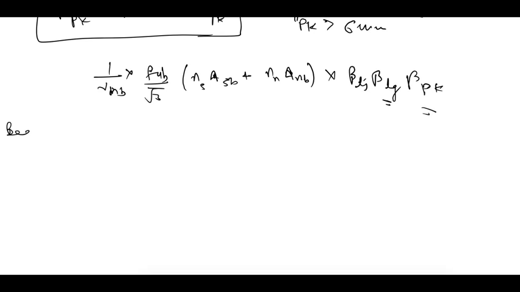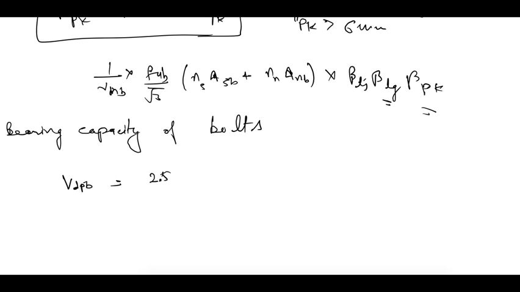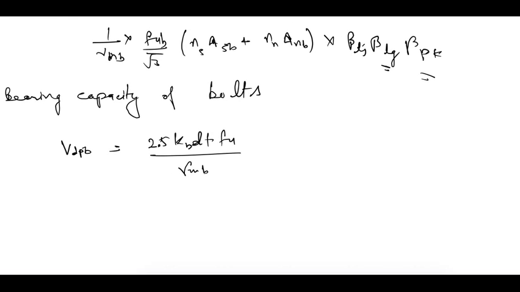Next is bearing capacity of bolt. So the bearing capacity is given as VTPB, it is equal to 2.5 kb dt fu divided by gamma mb. Gamma mb is again the partial safety factor for material. Fu is the ultimate stress of the plate, d is the dia of the bolt, and t is the thickness of thinner plate.